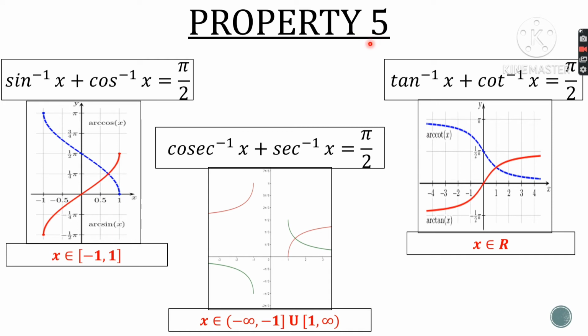Let's proceed with the next property, number 5. It says sine inverse of x plus cos inverse of x is equal to pi by 2.